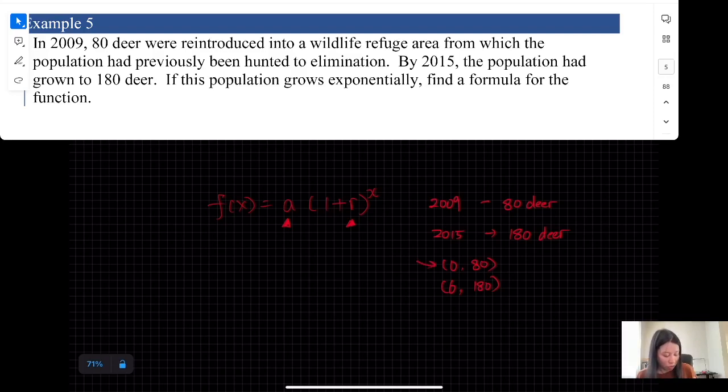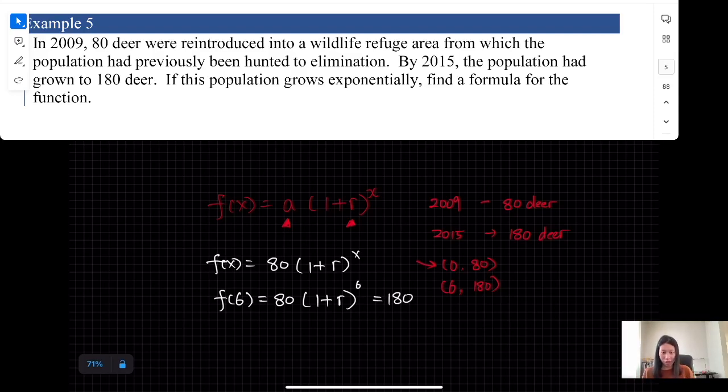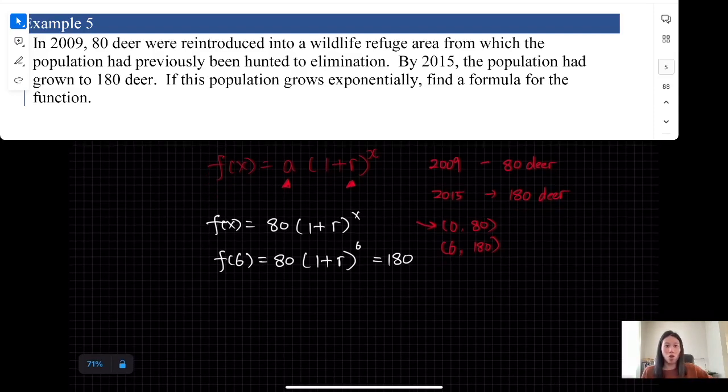If the initial year is 2009, that means the initial value is equal to 18. So I will have f(x) = 18(1 + r)^x. And then if we substitute 6 and 118 into the function, I have f(6) = 18(1 + r)^6 = 118. So now how do I solve that? Well, the first step is to divide by 18 on both sides.